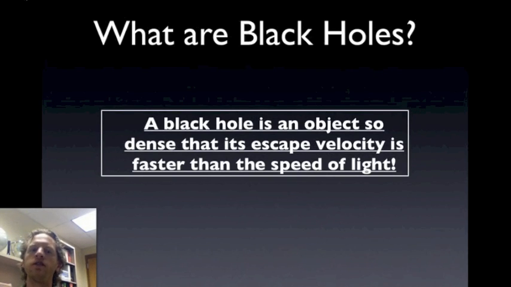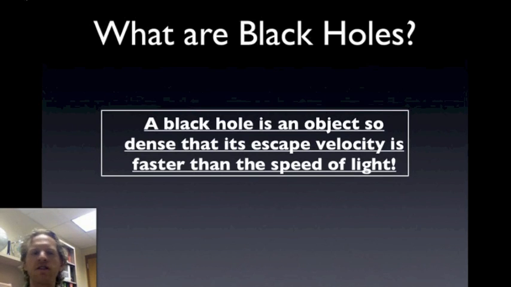That's what a black hole is. This is the best definition you can give for a black hole. It's something that's simply so dense, you have to travel faster than the speed of light to escape its gravity. And as Einstein said, nothing can travel faster than the speed of light. That's why a black hole is black. Nothing can escape the gravitational pull of a black hole once it's inside of it, because nothing can travel faster than the speed of light.